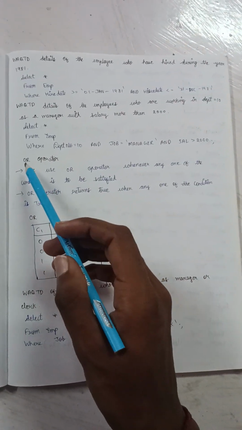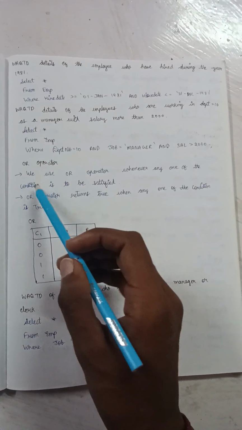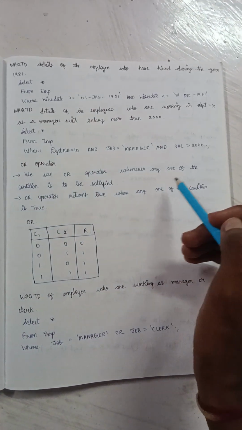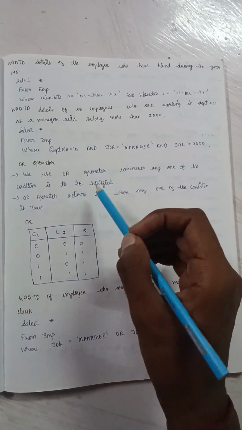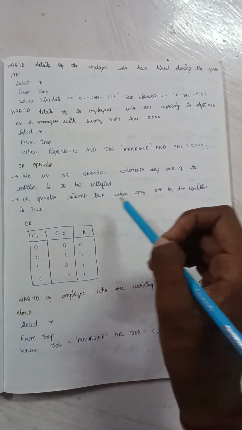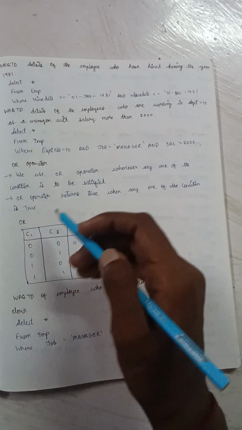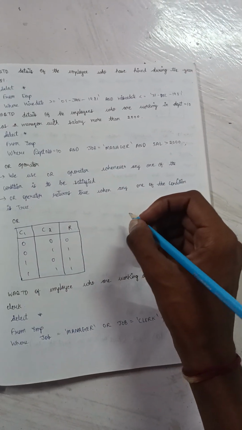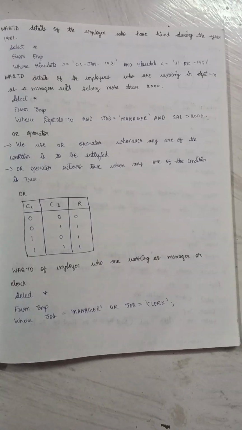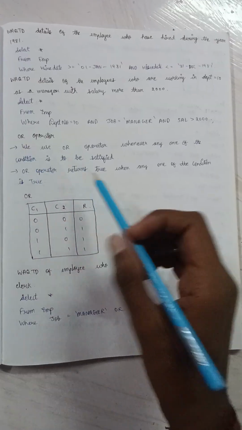And now the or operator. We use or operator whenever any one of the conditions is to be satisfied. Or operator returns true when any one of the conditions is true. This is an example of or operator.